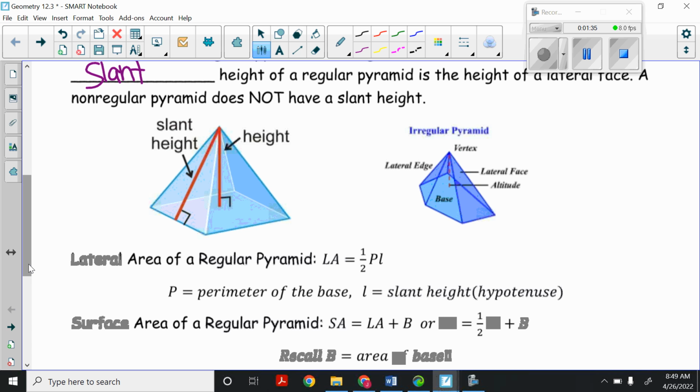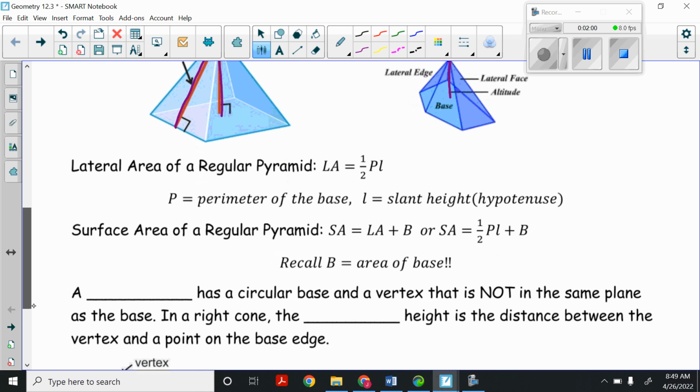This is a regular rectangular pyramid. The slant height is the height of that lateral face of the isosceles triangle. The height of the pyramid is straight down the middle. An irregular pyramid, you see, has the altitude, the height straight down the middle, but the lateral faces are not congruent isosceles triangles, so there's no slant height. Okay, so now we're going to look at the formulas for lateral area.